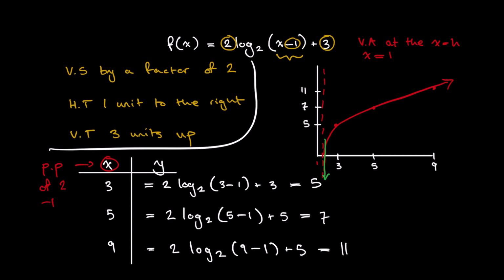And there we have it, the complete transformed graph of the function f of x is equal to 2 times log base 2 of x minus 1 plus 3. And we are officially done.